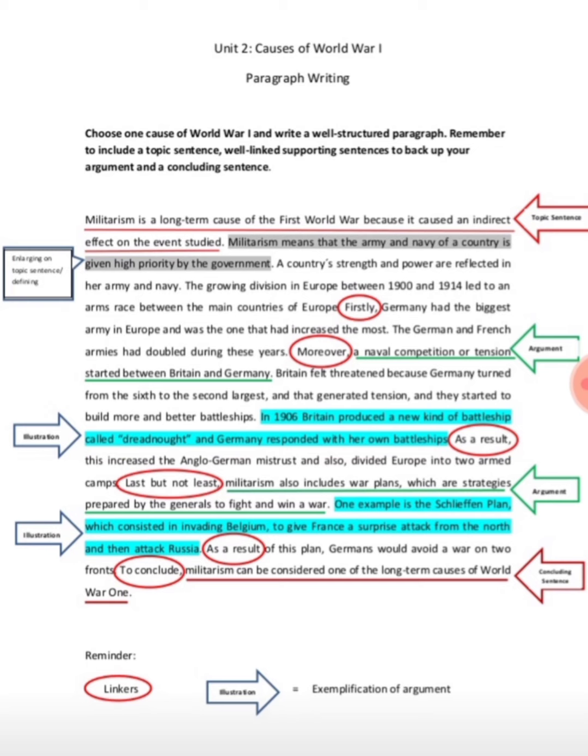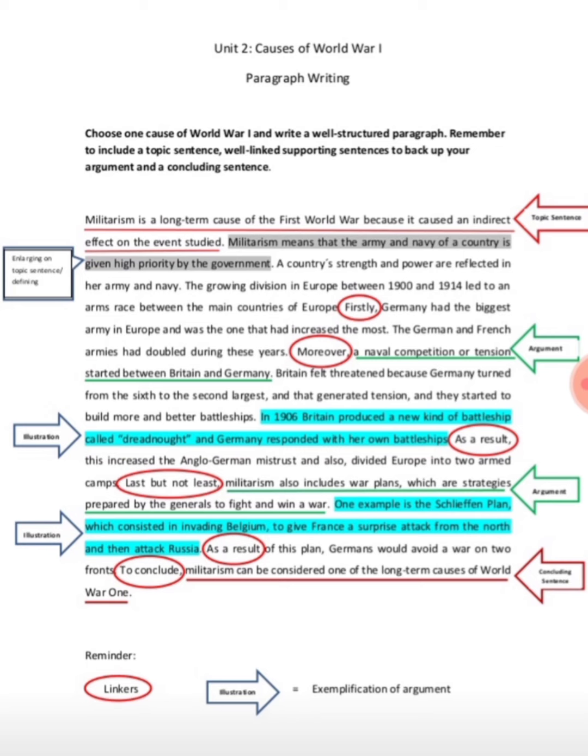Okay, today I want to show you a sample. Now let's see here on the screen. We are talking about causes of World War I, and you have to write a paragraph on it. Choose one cause of World War I and write a well-structured paragraph. Remember to include a topic sentence, well-linked supporting sentences to back up your argument, and a concluding sentence.